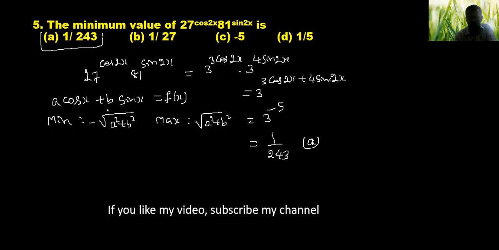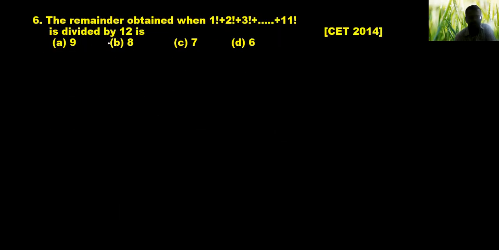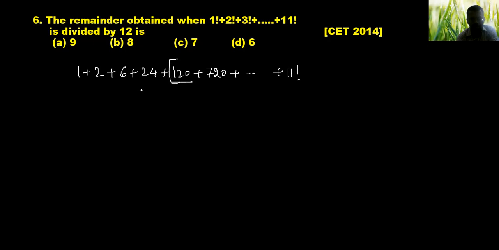Now let us move to the next question. Question number 6. The remainder obtained when 1 factorial plus 2 factorial plus 3 factorial, etc., up to 11 factorial is divided by 12 is. See, very simple. 1 factorial is 1, 2 factorial is 2, 3 factorial is 3 into 2 is 6, and 4 factorial is 24, 5 factorial is 120, and 6 factorial is 720, etc., up to 11 factorial. See, observe here, after 4 factorial, that is from 5 factorial onwards, it is a multiple of 12. Therefore, remainder is 0.